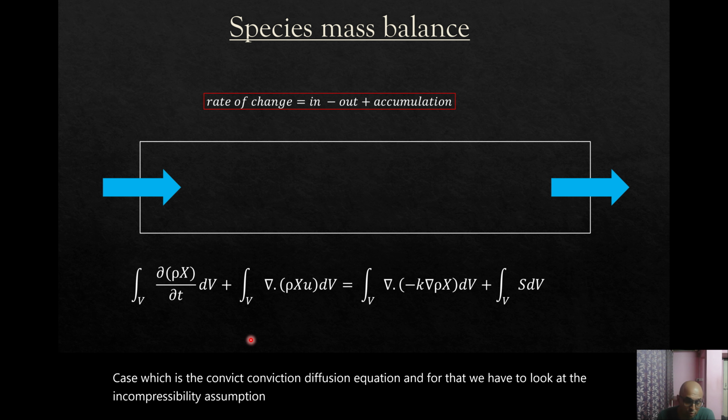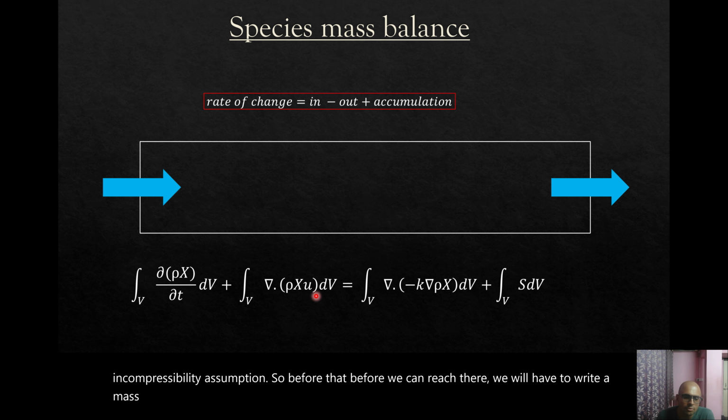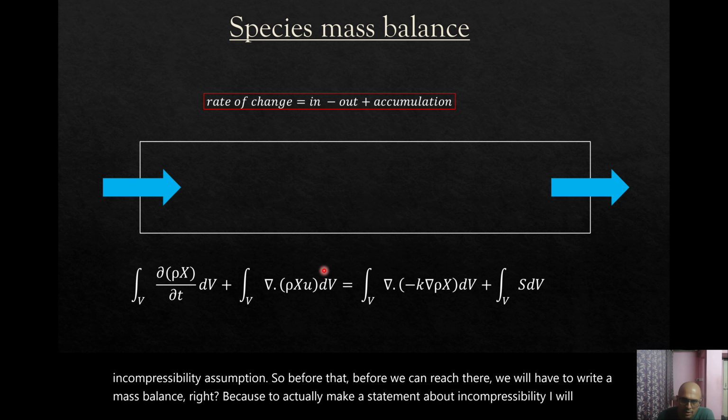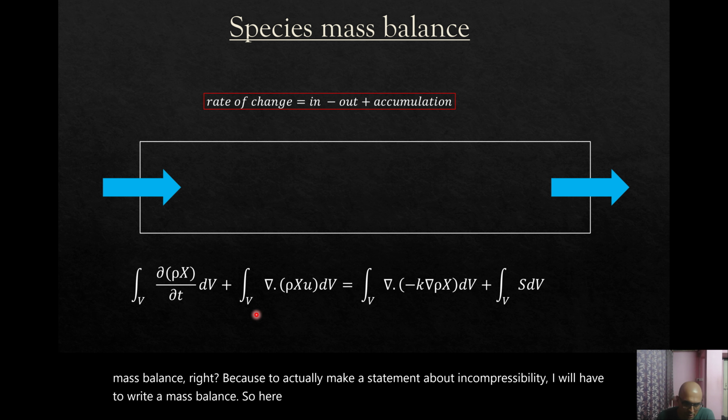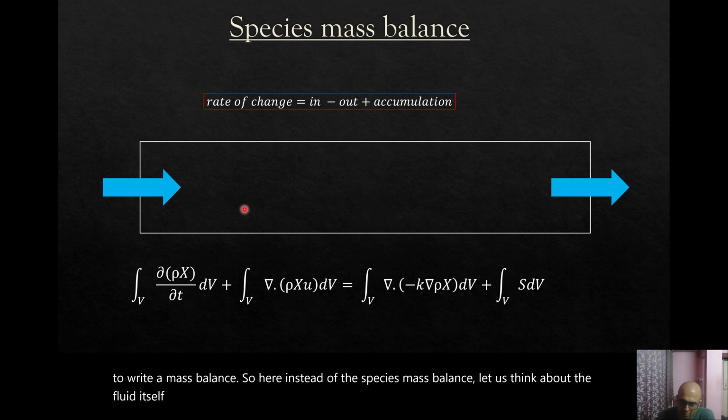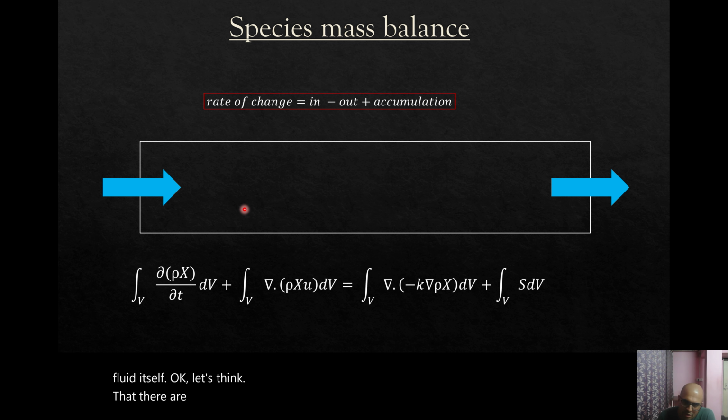So before we can reach there, we'll have to write a mass balance, right? Because to actually make a statement about incompressibility, I will have to write a mass balance. So here, instead of the species mass balance, let's think about the fluid itself. Okay, let's think that there are no species which are mixed in the fluid. Okay, so there is only the pure fluid.